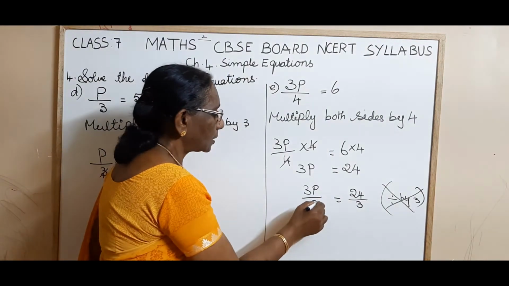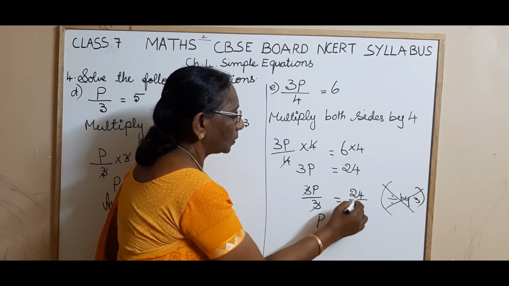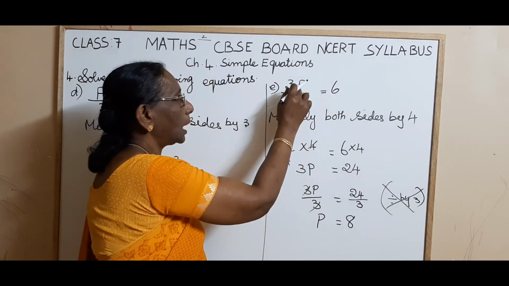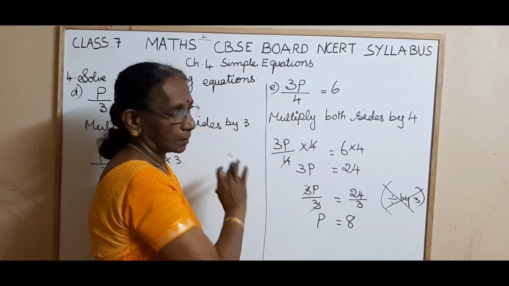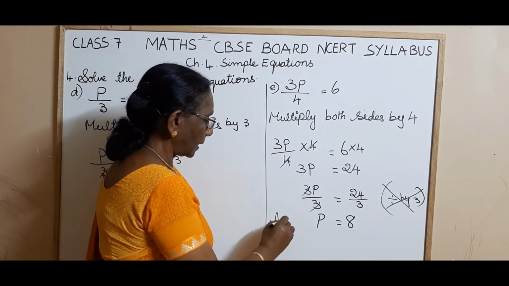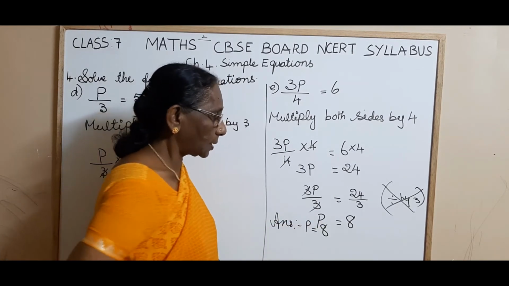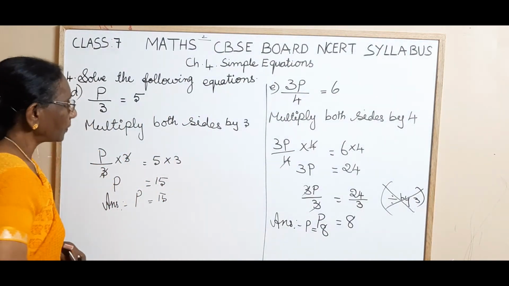Now 3 and 3 get cancelled. So p is equal to 24 by 3, which is 8. Now substitute here: 3 into 8 is 24, divided by 4 is 6. So the answer is p is equal to 8. Is it clear? The next sum also we can do like that.